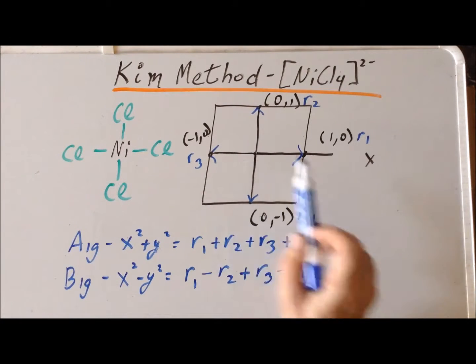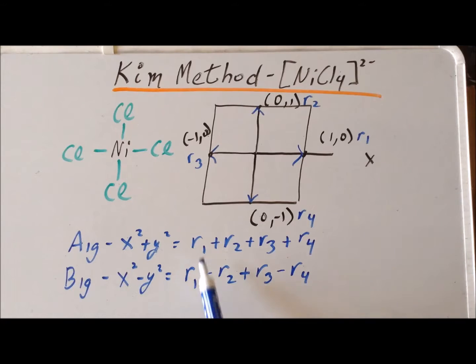We will show this in more detail later, but we think of a positive coefficient as being an increase in the length of the bond and a minus sign being a decrease in the length of the bond. So as R1 gets bigger, R2 gets smaller, R3 gets bigger, R4 gets smaller during the B1G molecular vibration.